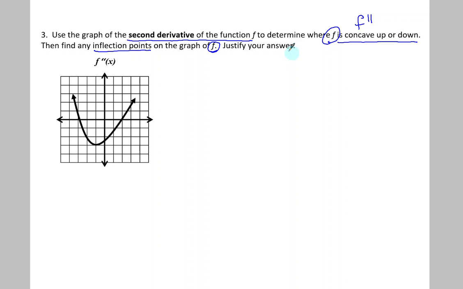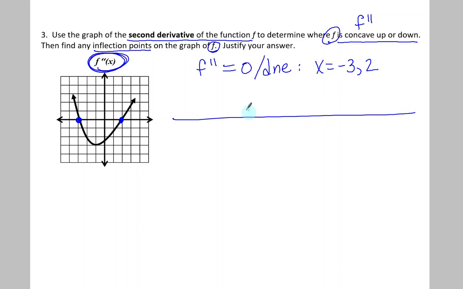Justify your answer. So remember, when I'm looking for where a function is concave up or down, I start with looking for where the second derivative equals 0 or does not exist. This is a graph of the second derivative. So where does this graph equal 0? Here and here. At two locations, x equals -3 and 2. Let's use those locations to make our number line. We'll put our intervals, and we'll talk about investigating the sign of the second derivative.